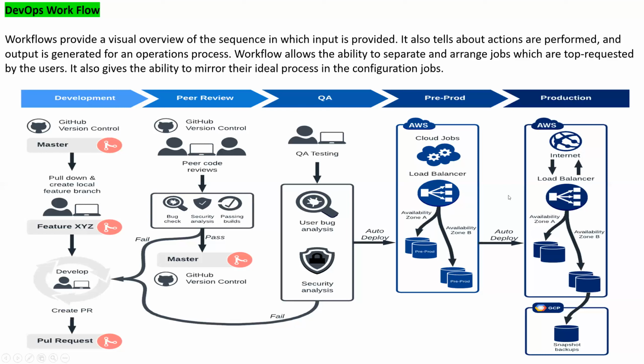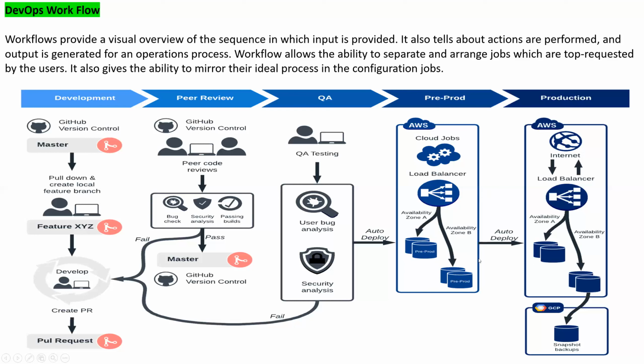Here you can see in pre-prod, they are using AWS. On AWS, there are servers running either using EC2 or on containers. Into AWS, it deploys the application automatically. There are a lot of tools in this, like load balancer and availability zone and all that, which we will talk about later. Using this, they deploy onto pre-prod.